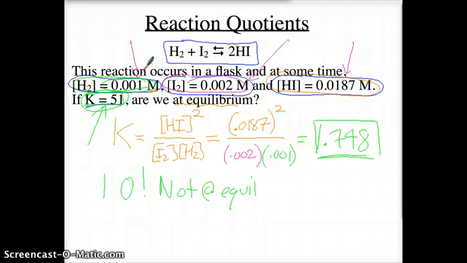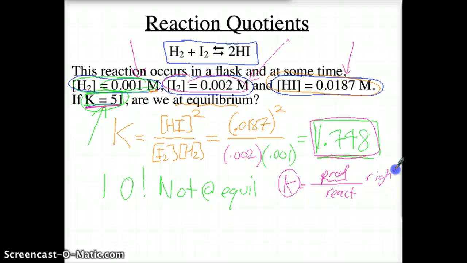So conceptually, what you need to think about: right now, the reaction is just at 1.748. That number is much less than 51. So in order for this number to get to 51, this value has to get bigger. And for this value to get bigger, let's think about what that represents. It's products over reactants, essentially. So in order for this value to get bigger, the amount of products is going to have to increase. Another way of saying that is the reaction is going to need to shift to the right.